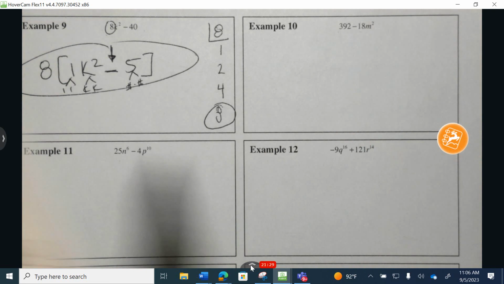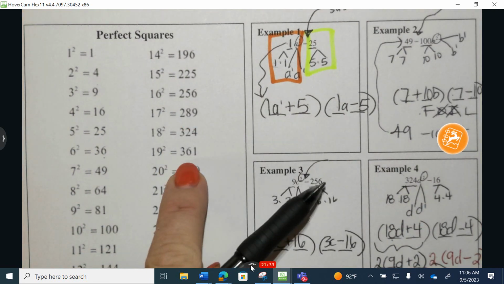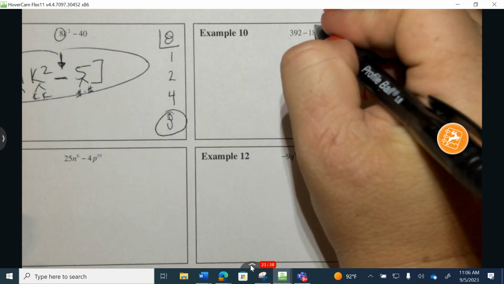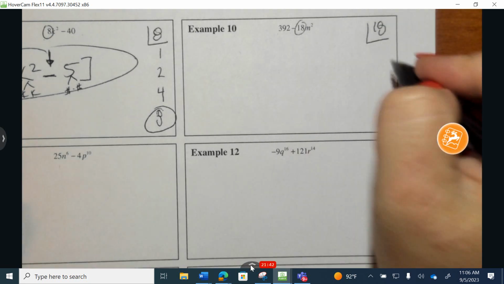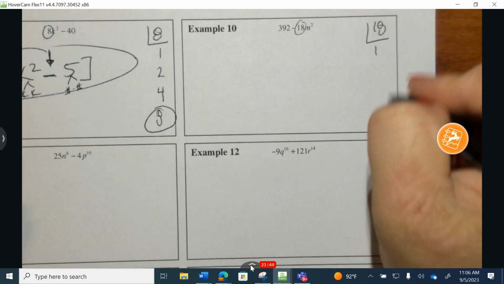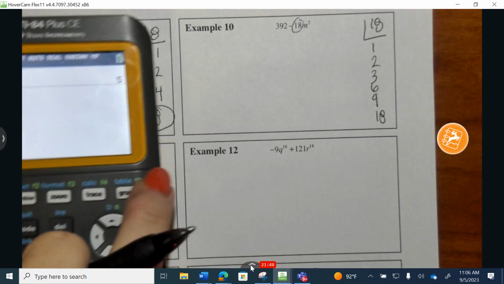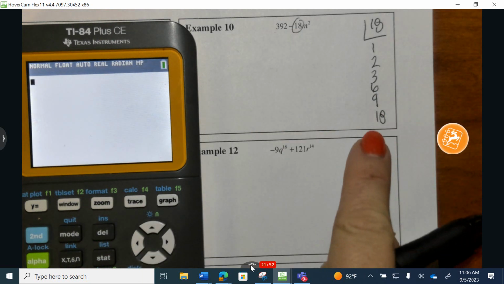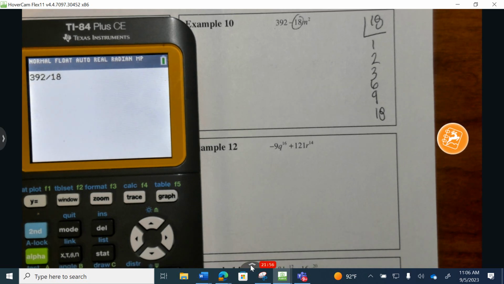392 and 18. 392 is right there. 18 is right here. They are not perfect squares. So I go with the smaller of the two numbers. And now I'm going, what goes into 18? 1 and 18, 2 and 9, and 3 and 6. I'm grabbing the calculator. And I'm taking the larger of the two numbers, and I'm dividing 18 all the way down. So 392 divided by 18.